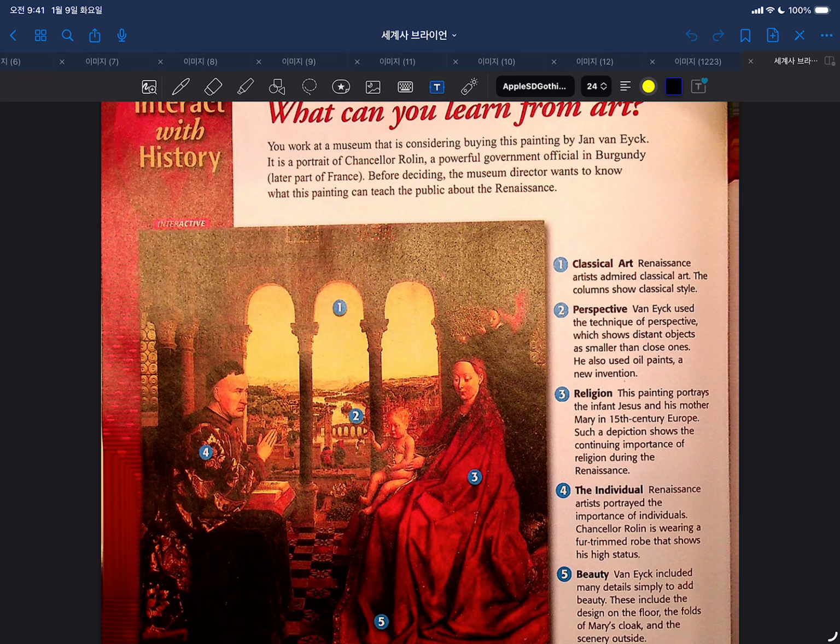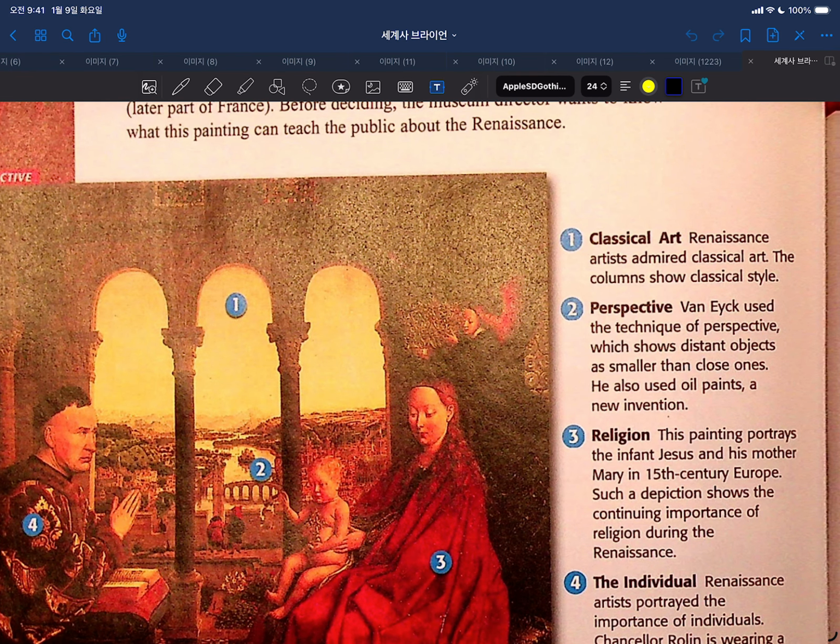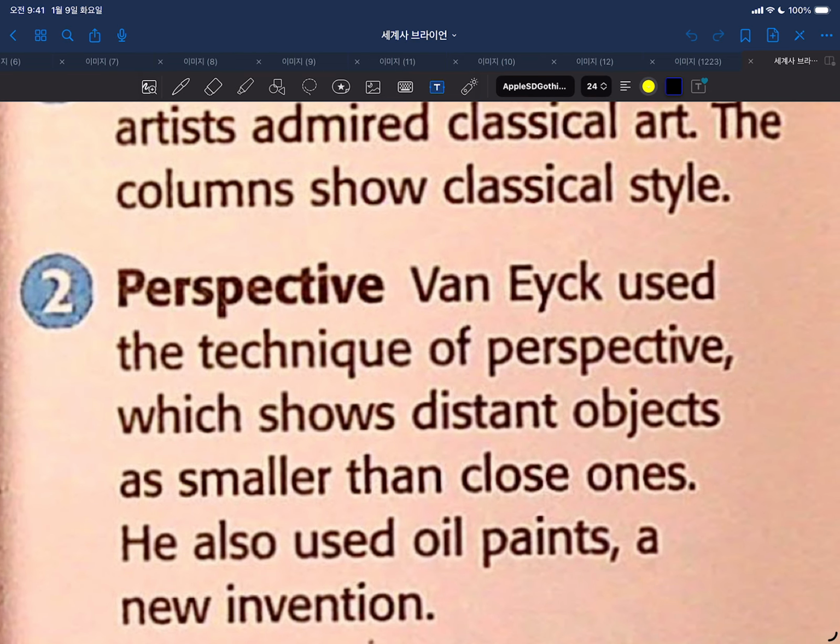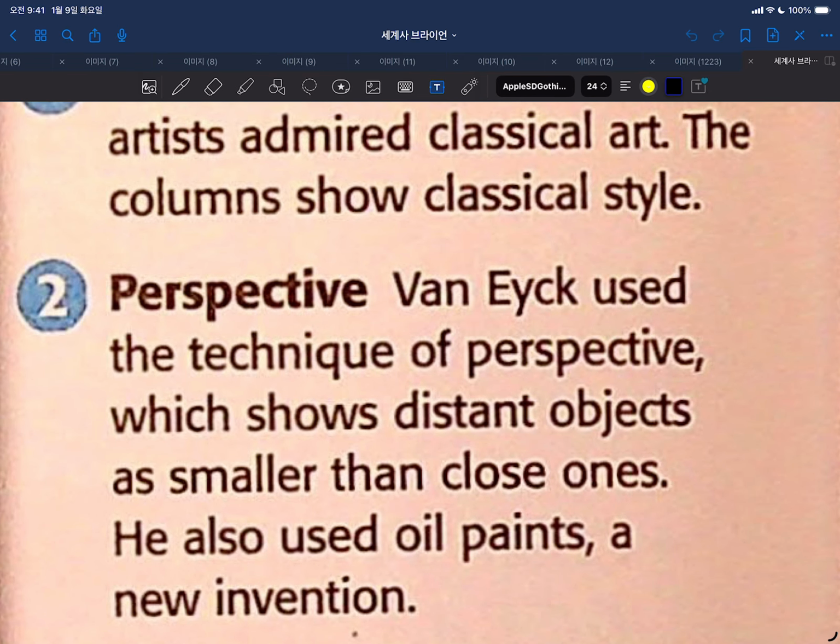Number 1, classical art. Renaissance artists admired classical art. The columns show classical style. Number 2, perspective. Van Eyck used the technique of perspective, which shows distant objects as smaller than close ones. He also used oil paints, a new invention. This is, in Korean, 원근법, and also another meaning, 관점.